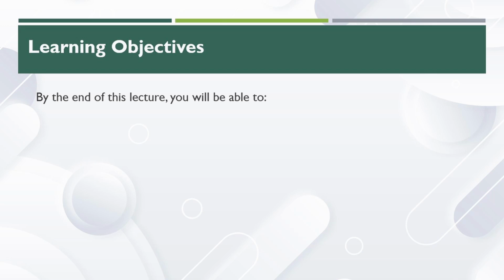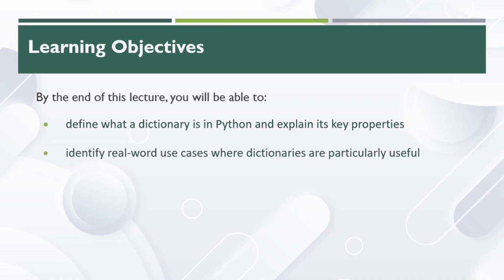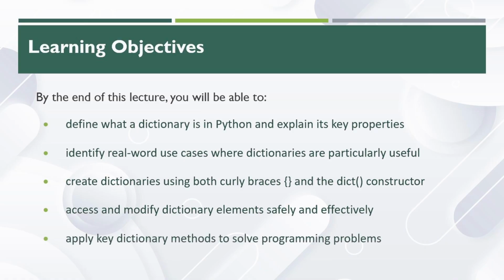By the end of this tutorial, you will be able to define what a dictionary is in Python and explain its key properties. You will recognize real-world use cases of dictionaries and learn how to create them using both curly braces and the dictionary constructor. You will be able to access and modify their contents safely and apply essential dictionary methods in your programs.